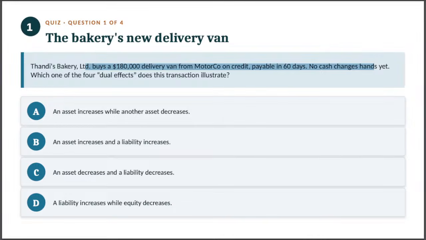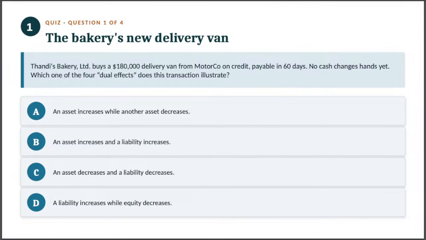Is it A, an asset increases while another asset decreases? All right, he got this on credit. B, an asset increases and a liability increases? C, an asset decreases and a liability decreases? Or D, a liability increases while equity decreases?